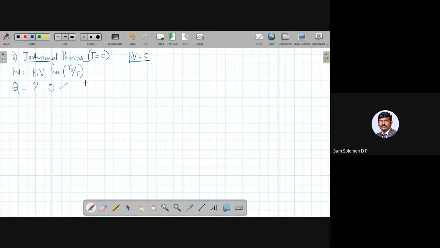Is there anyone in the class who says it is not 0? There are 50 students in the class. Is there anyone who says it is non-zero? So everyone agrees that it is 0, but unfortunately, this is wrong.